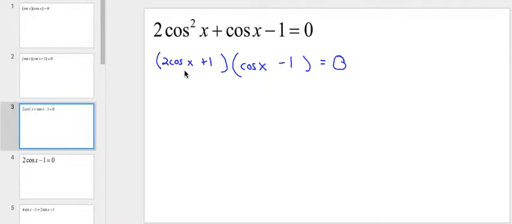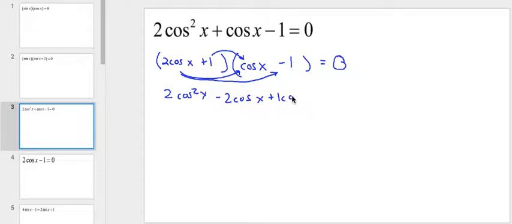To know if we're right, we're just going to distribute. So 2 cosine x times cosine x gives me the 2 cosine squared x. The 2 cosine x times the -1 gives me the -2 cosine x. 1 times cosine x would give me a +1 cosine x. And then the +1 times the -1, that would give me a -1. And if I combine like terms, I get 2 cosine squared x minus 1 cosine x minus 1 equals 0.